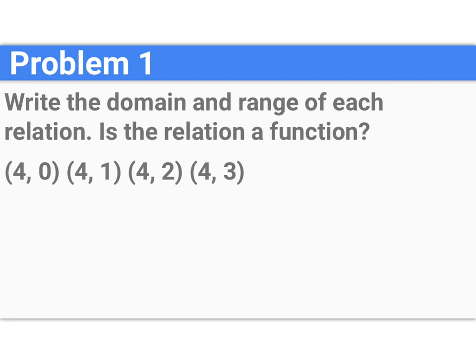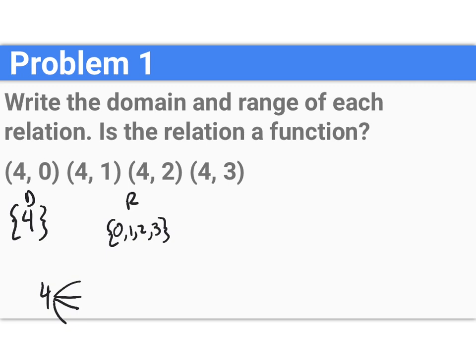Okay, what is the domain and range of each relation? So the domain is 4. That's the domain. And the range set is 0, 1, 2, and 3. So 4 goes to 0, 1, 2, and 3. This is not a function. A domain cannot go to more than one range.